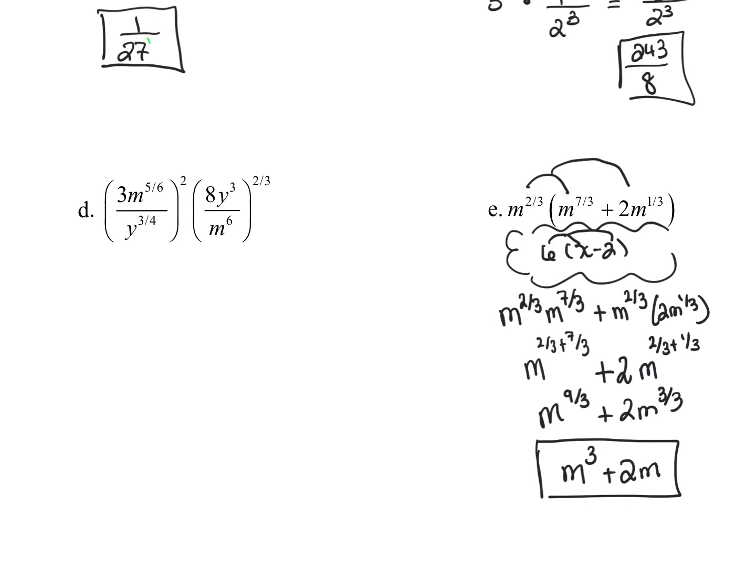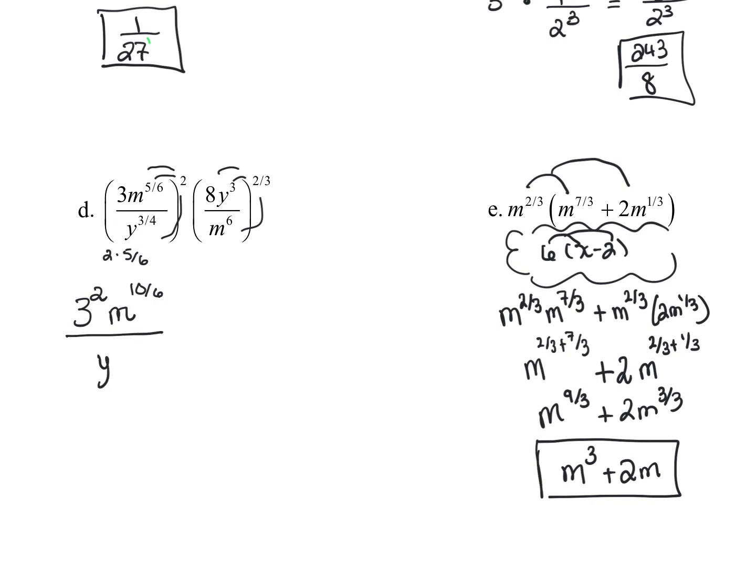Okay, let's try the next one. Everyone has to get the powers. So let's do the powers first. So I get 3 squared m. You're going to do 2 times 5 over 6. So you're going to get m to the 10/6. I'll simplify everything in a second.